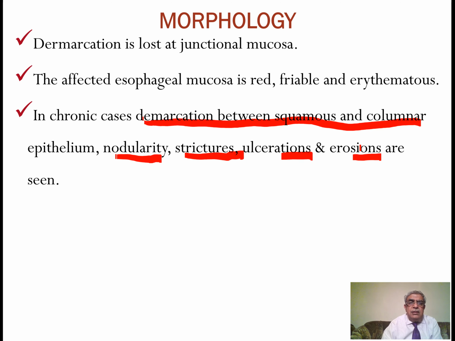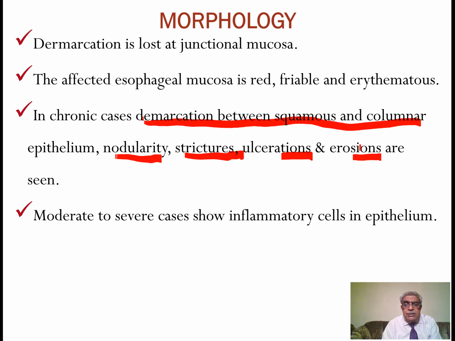I repeat that in the initial stages, demarcation is lost at junctional mucosa. The affected mucosa of the esophagus is red, friable, and erythematous. In chronic cases, demarcation between squamous and columnar epithelium, there is nodularity, there is stricture formation, there is ulceration, there are erosions, they are present.